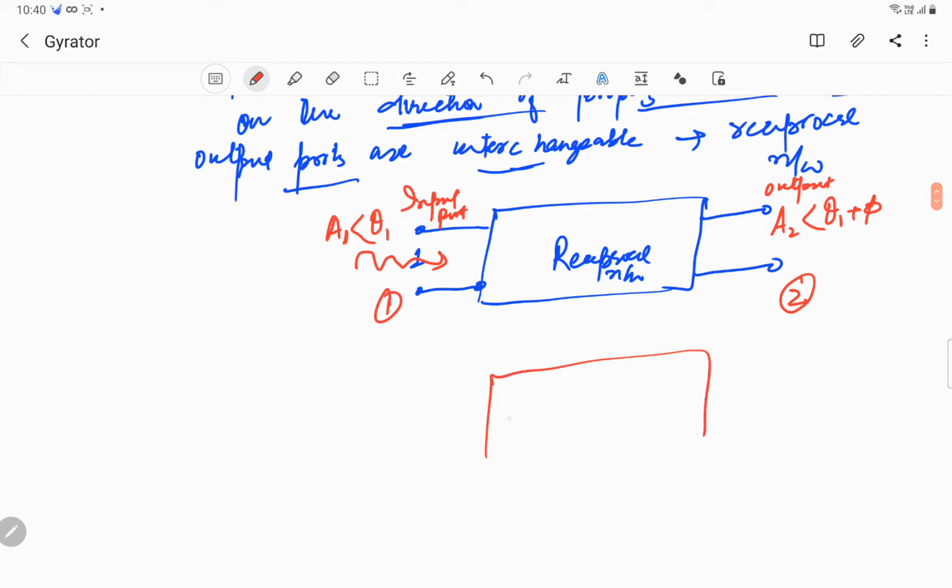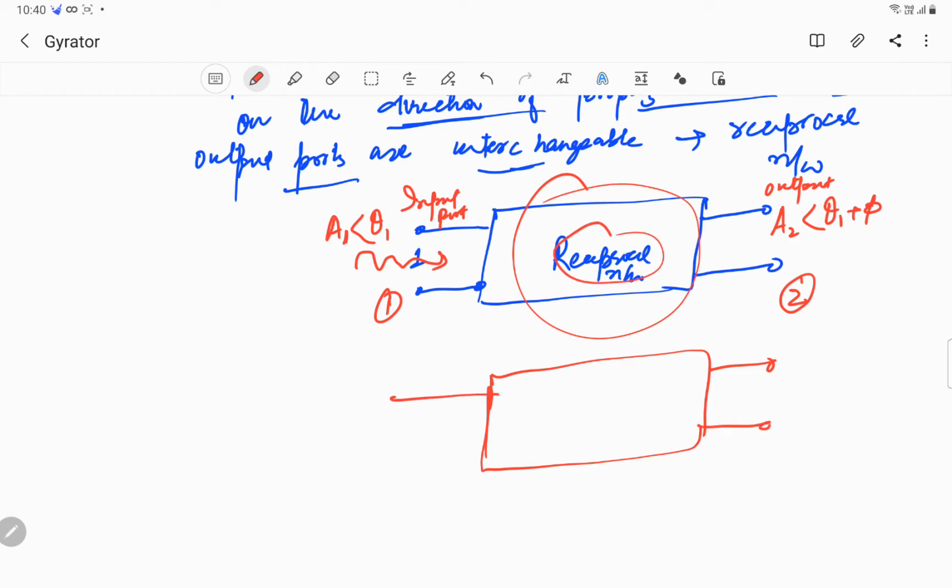Now, for the same reciprocal network, if I feed the same signal, A1 and theta 1, at port 2, I will get the same output signal that I got in the first case, theta 1 plus phi. So this means ports 1 and 2 are interchangeable. This is what a reciprocal network means.